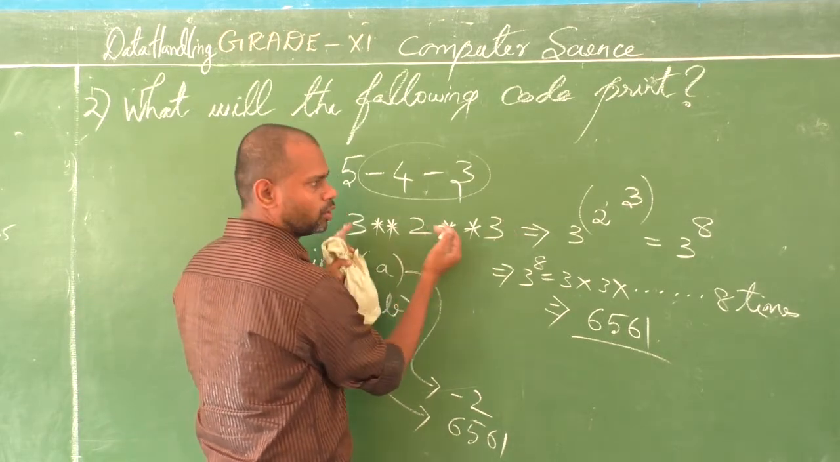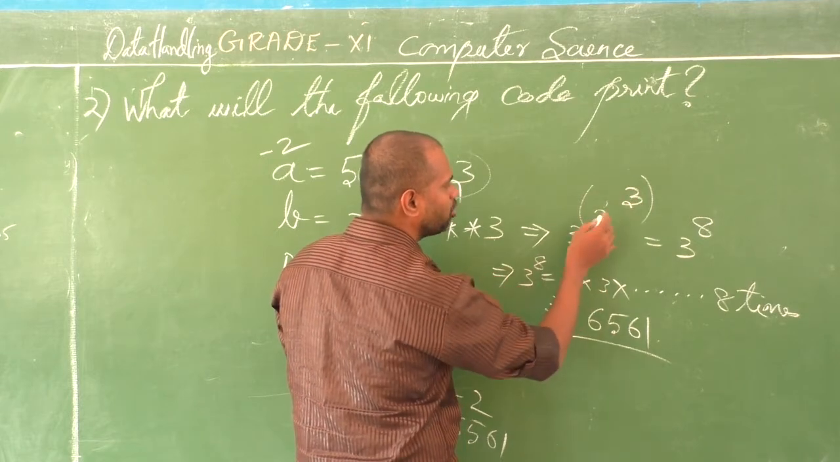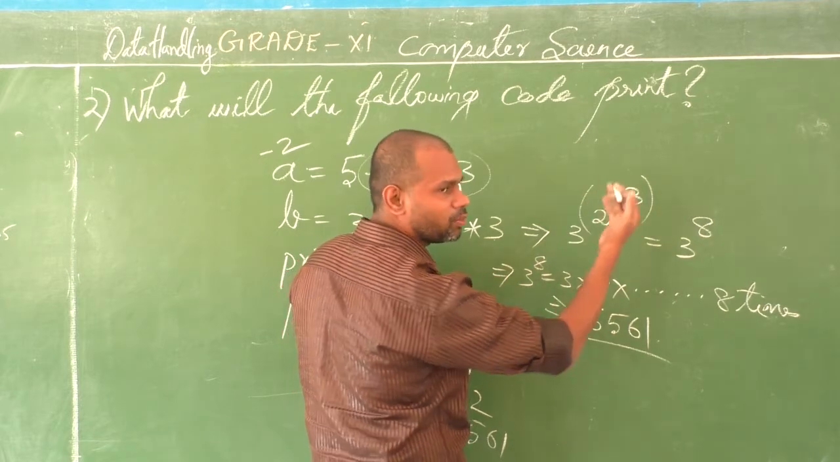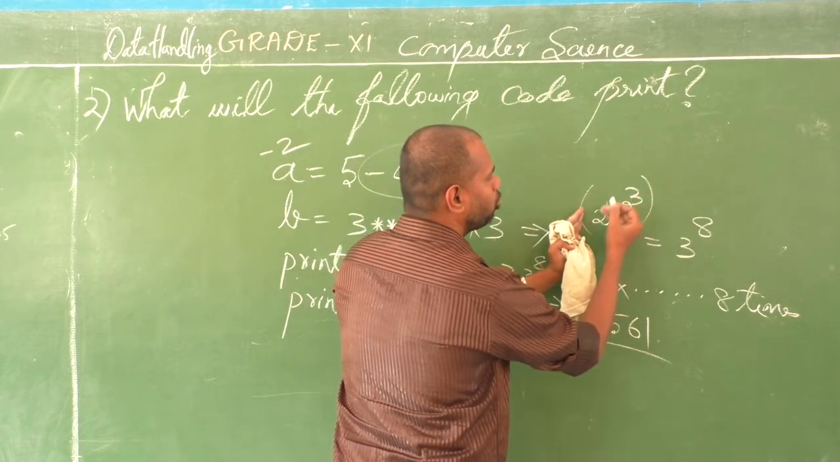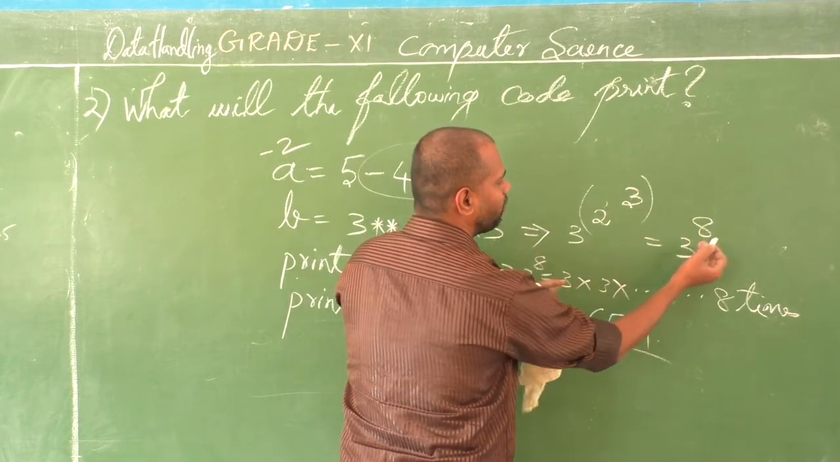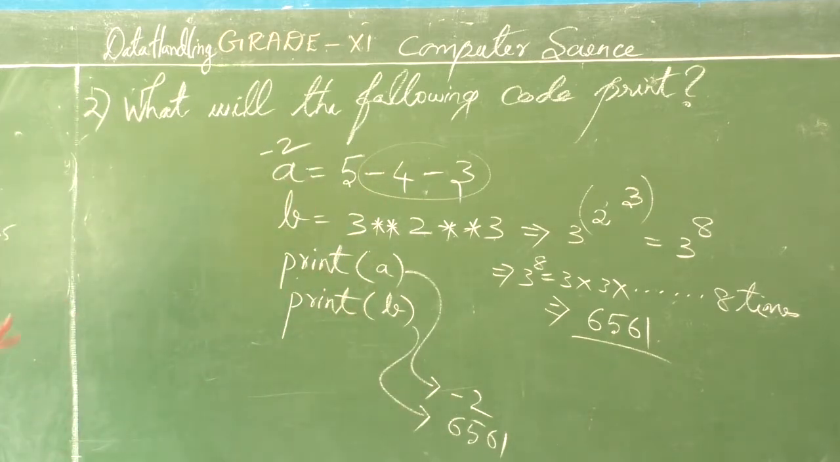See, 3 power 2 power 3 means, don't do 3 power 2 first. If you do that, it is wrong. So always do the last 2 first. 2 power 3 is 8. So 3 power 8 is 6561. Got it? Fine. So this is the answer, please make a note.